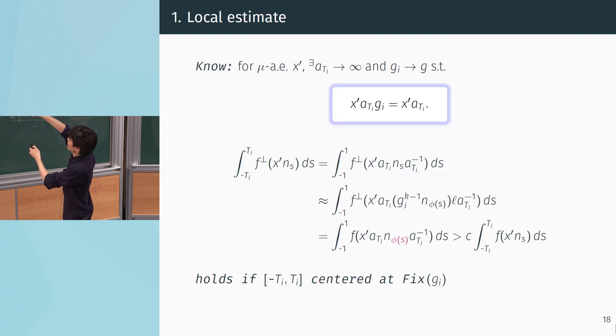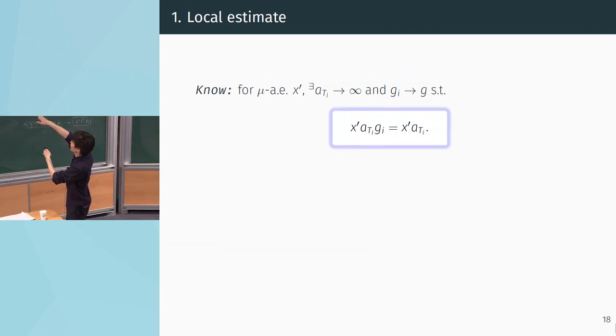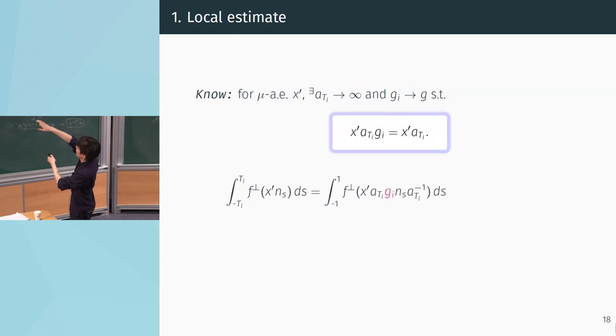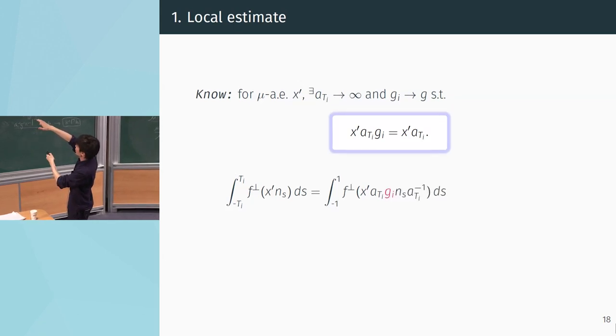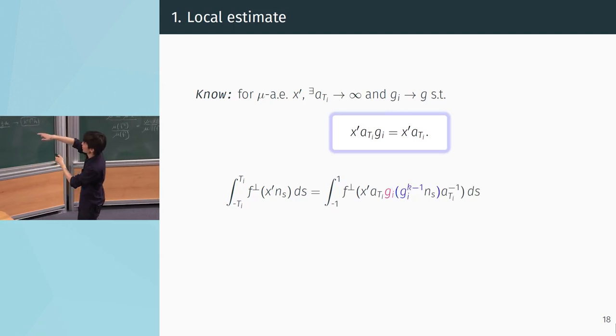So when you do this, the argument is something like this. You want to first write this. You're reparameterizing it using this horospherical parameterization. There should be some factor here, like e to the d times t, but I just didn't write it. After you do it, you can put inside the g_i because g_i is a stabilizer of x prime a_{t_i}. But you can do it as many times as you want, and then you want to split this like this.